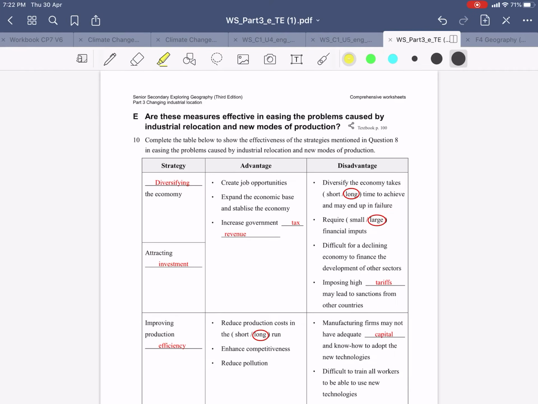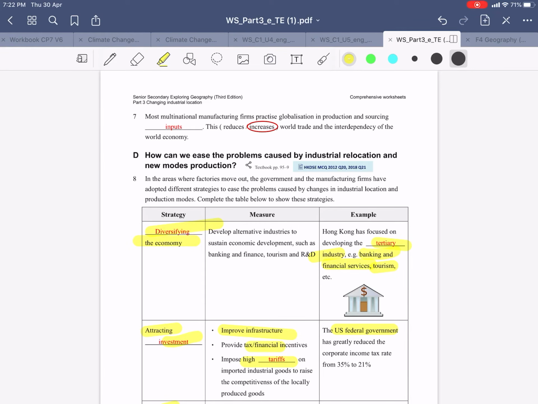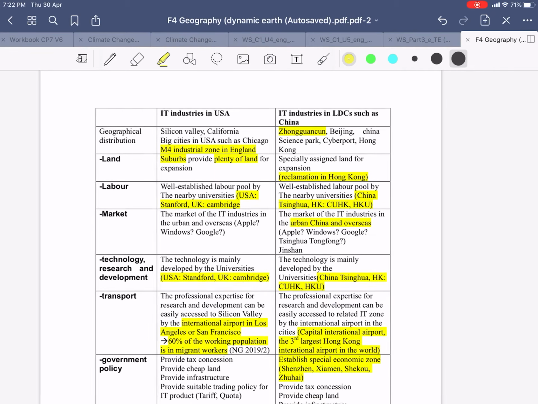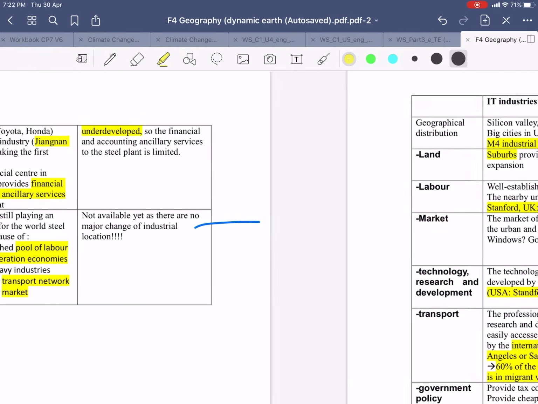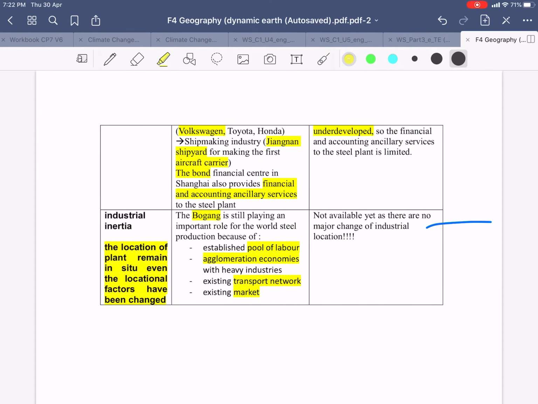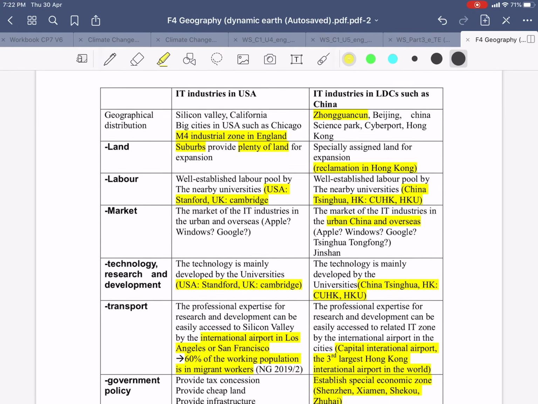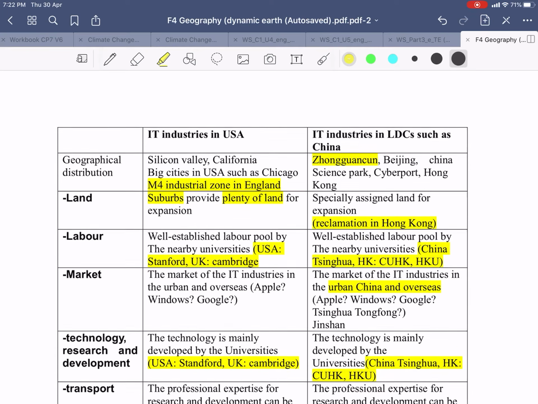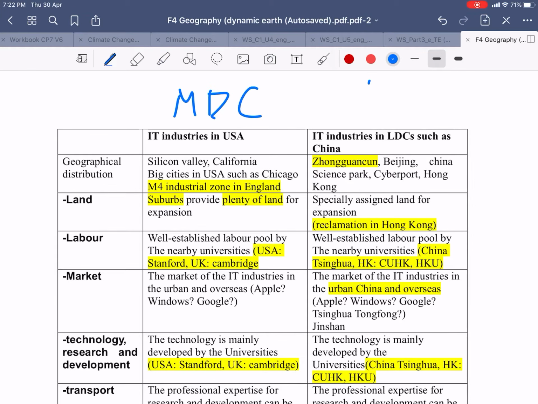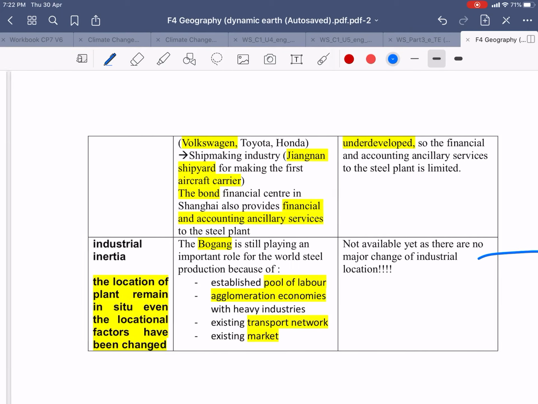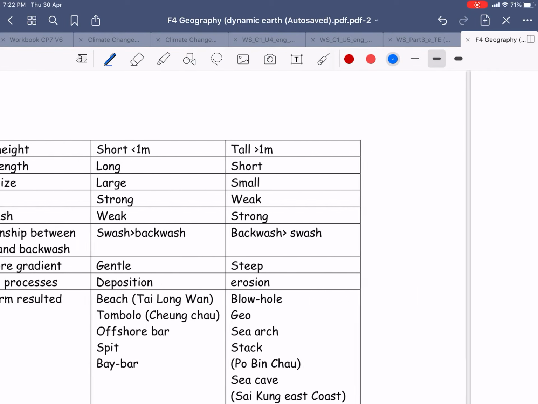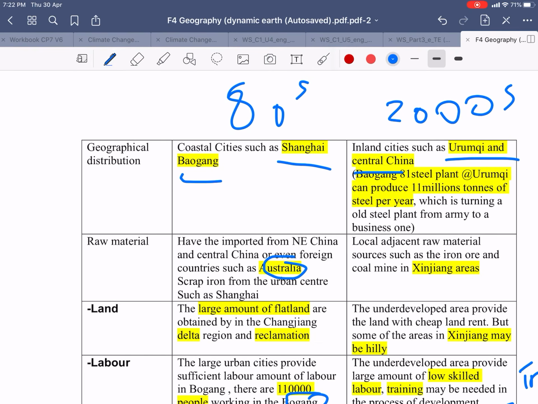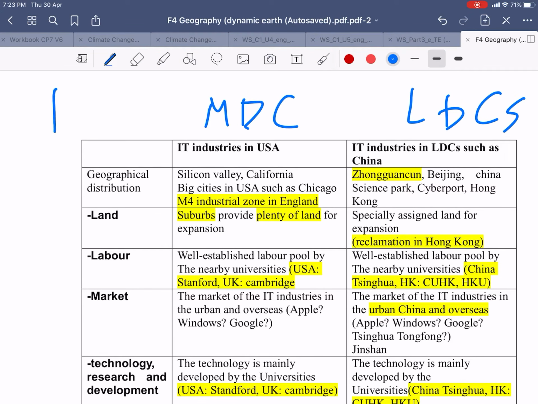Okay, so that is for 3.4 and 3.5, and don't go away yet. Summary. I just want to go through the summary with you. I will give it to you once the YouTube is uploaded. Then for the IT industry, and also the IT industry in the LDC, this one is for the MDC and this one is for the LDC. I think this one will be in your page. After the iron and steel, page 1, page 2, page 3, page 4, page 5. It should be page 5 of your summary.